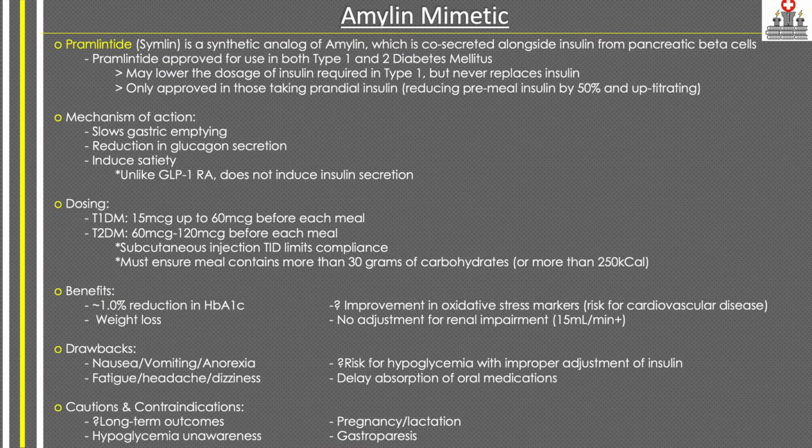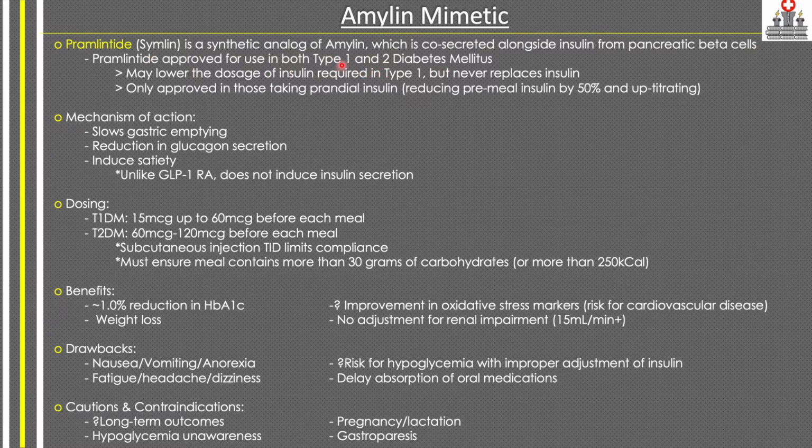Let us now discuss the final class of medication, and that is the amylin mimetic. This is known as pramlintide, trade name Symlin. Now we need to understand what is amylin. Amylin is a hormone which is co-secreted from the beta cells of the pancreas alongside insulin.